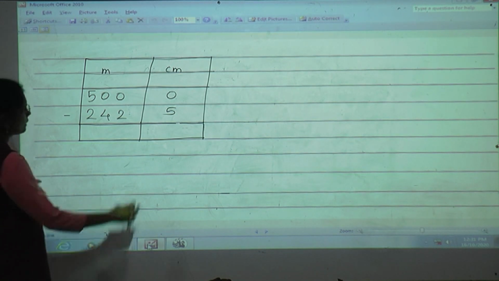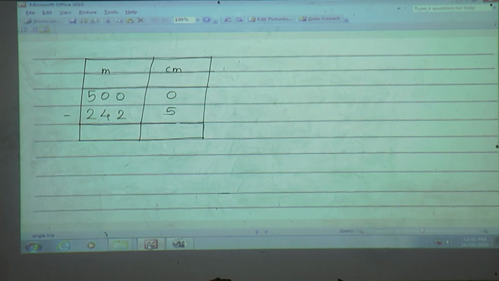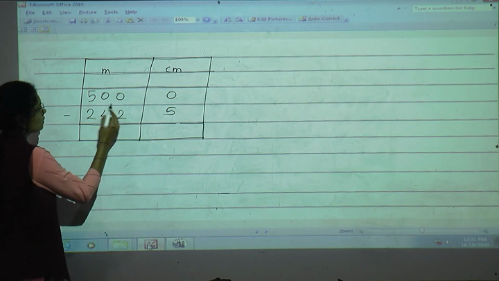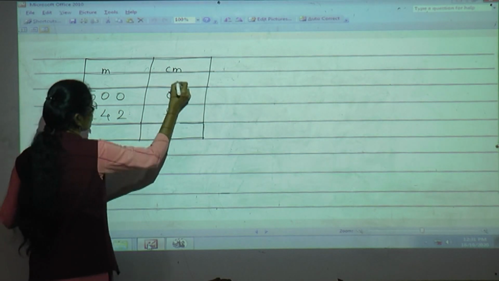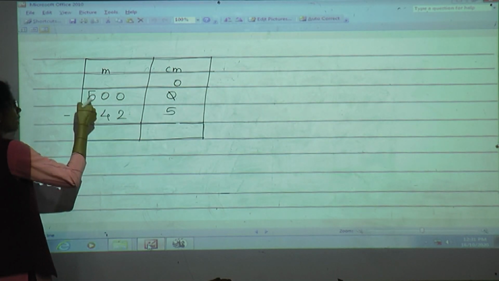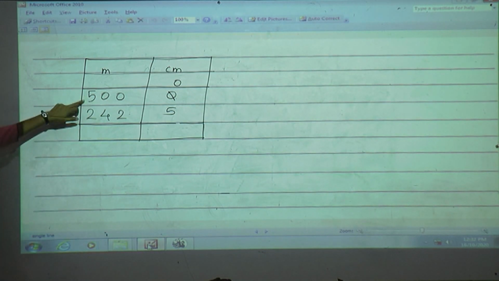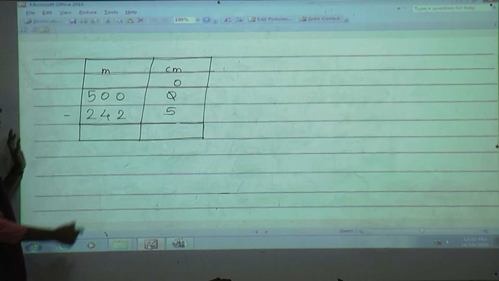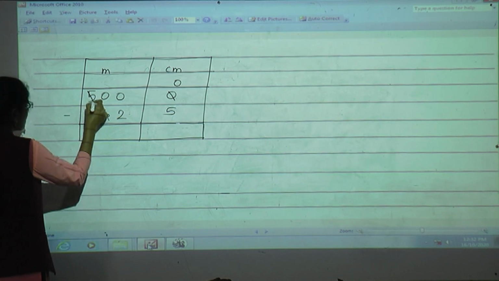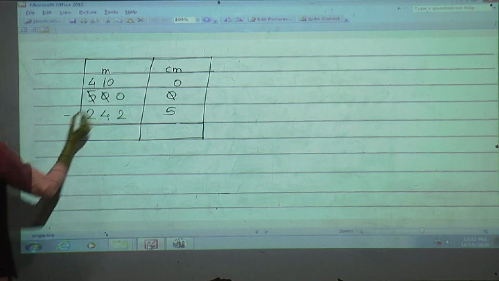Now here, 0 minus 5. Can you do 0 minus 5? No, we can't do 0 minus 5 because 0 is smaller than 5. So we'll move to the next. Here we'll cut the 0, write as it is. Then we'll move to the next neighbor. Here 0 is there. So again we'll move to the next neighbor. Here also 0. So we will move to this 5. Here 5 is there, so we'll take one borrow from this 5. So 5 minus 1, 4, and this 0 will become 10.